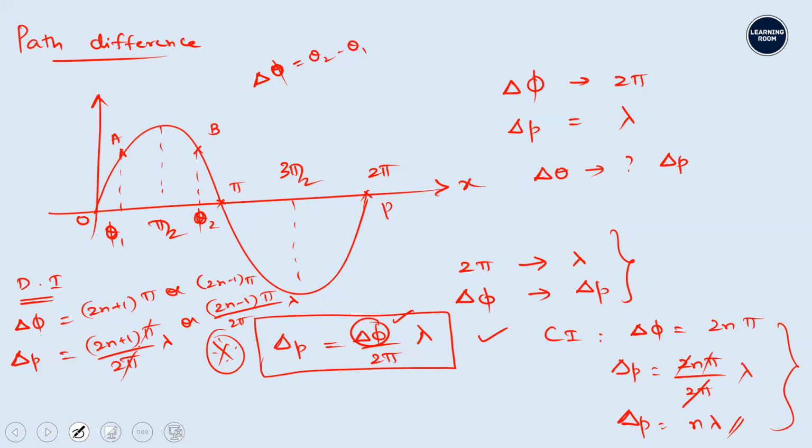So pi and pi will get cancelled. Similarly, here also pi and pi will get cancelled. So delta p will be equal to (2n plus 1) into lambda by 2 or (2n minus 1) into lambda divided by 2. So this is going to be the corresponding path difference taking place for destructive interference. I hope it is clear.